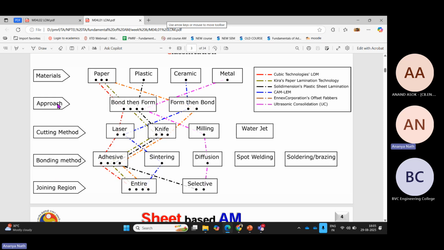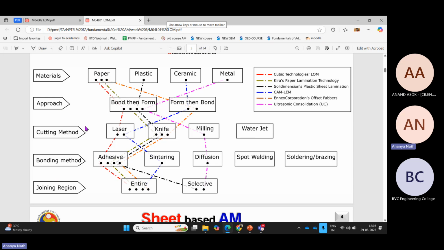In other AM processes, we have seen that we just deposit the material. The material comes from a nozzle, or the material is spread, or we have put the material and the energy source is coming by somehow. We are depositing the material, but there is no cutting operation taking place. Cutting operation comes in the subtractive manufacturing part. But here in sheet lamination, both take place at the same time. So that's why cutting method is also one option for the category.